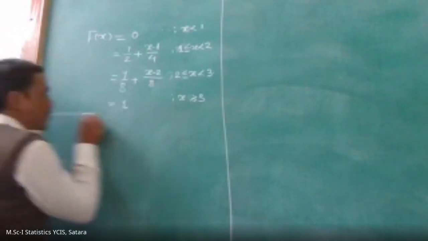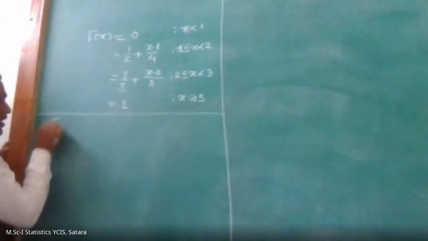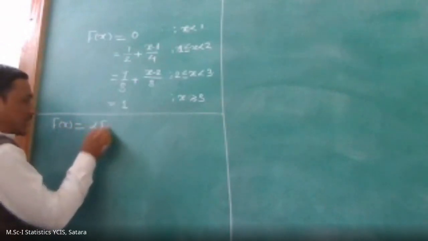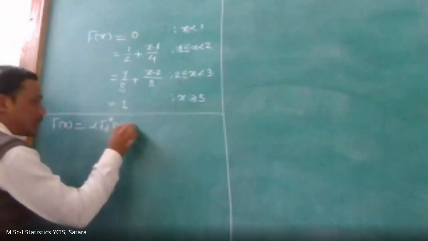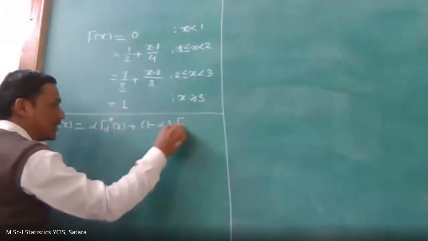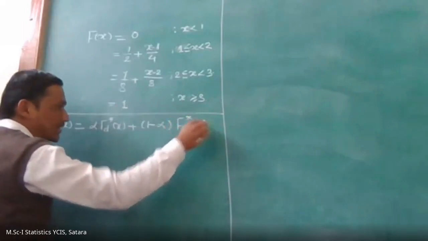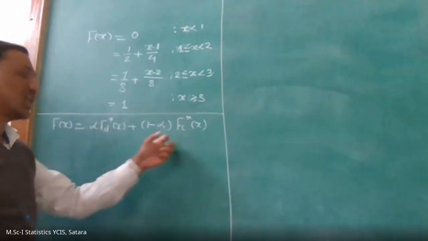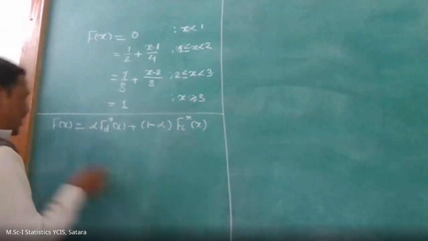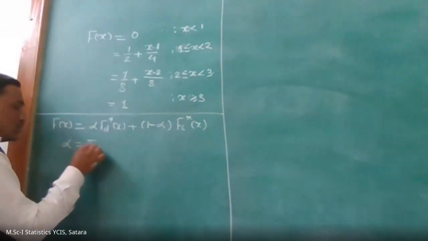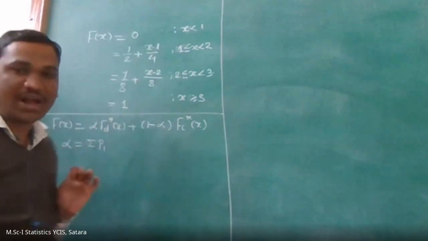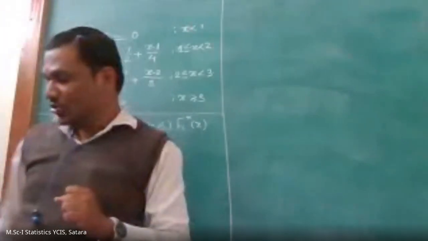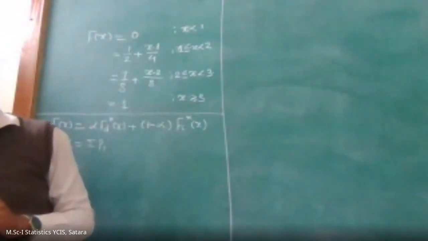Okay, so how to decompose it? The formula for decomposition is F(x) = alpha F_d*(x) + (1 - alpha) F_c*(x), where F_d*(x) is purely discrete and F_c*(x) is purely continuous, and alpha is equal to the summation of p_r, where p_r is nothing but the jump value. Okay, so how to draw the sketch of the given CDF?